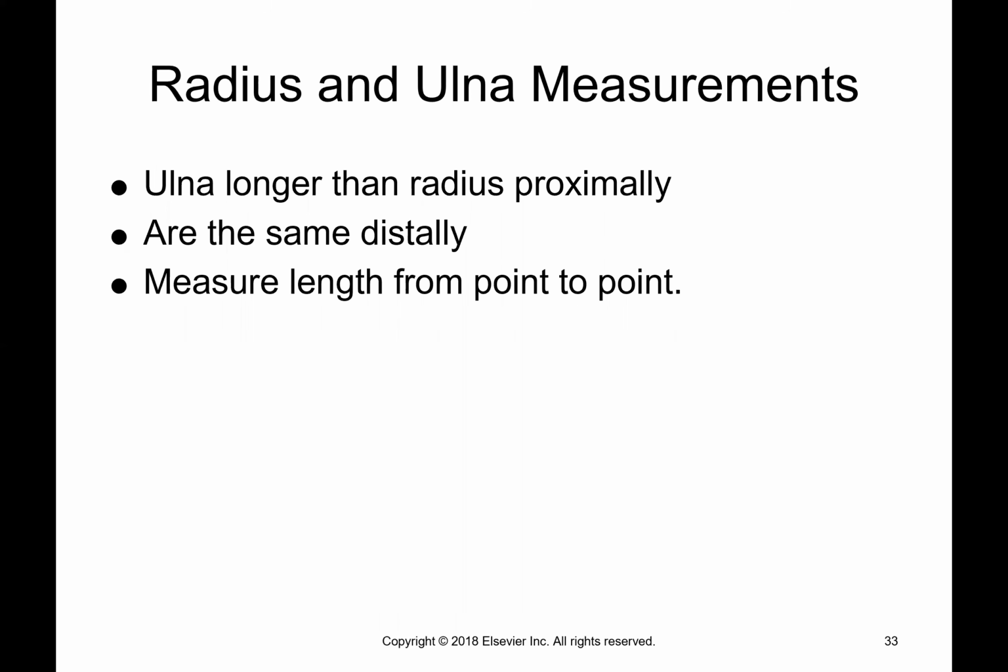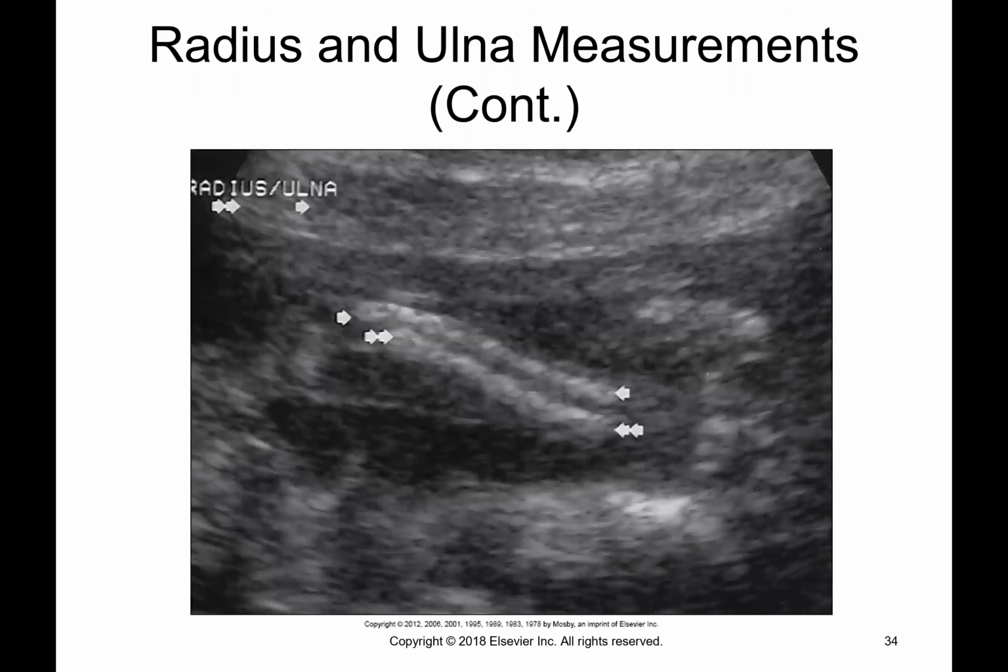Again, with the radius and ulna measurements, it's going to be the same thing. The ulna is longer than the radius. They're the same distally and they measure length from point to point. However, we do not generally do those unless we're looking for some kind of dysplasia. But here they are.